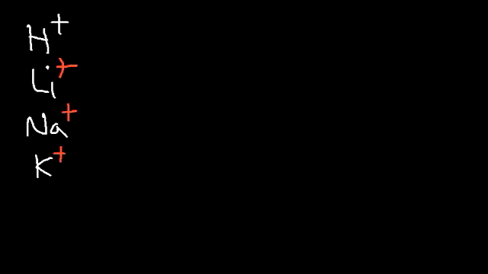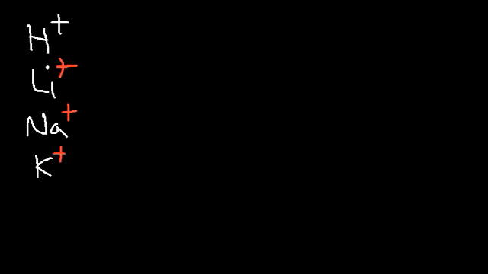And then you have elements like nitrogen, phosphorus, oxygen, sulfur, fluorine, chlorine, bromine, iodine. Nitrogen typically has a -3 charge as an anion, and for phosphorus it's -3. Now for oxygen, it's going to be -2, and fluorine -1, and the rest of the halogens are going to have a -1 charge. So these are the monoatomic ions.